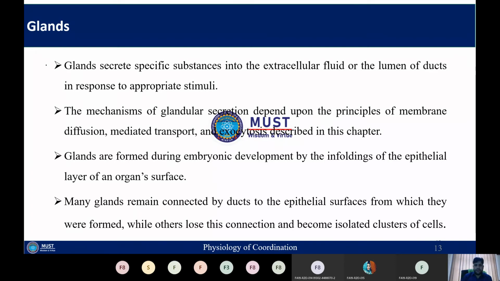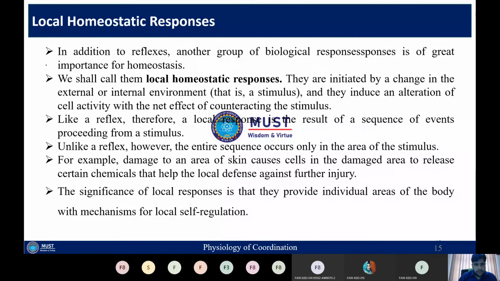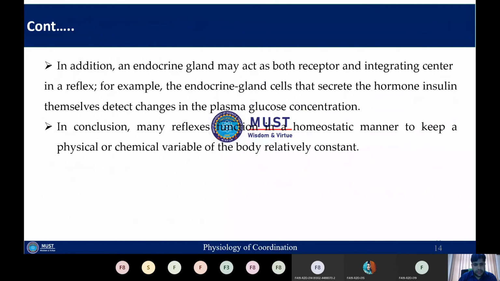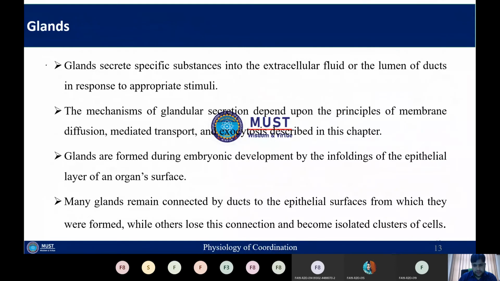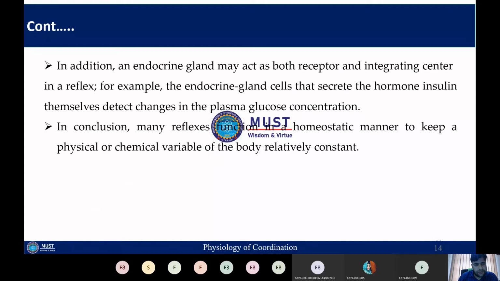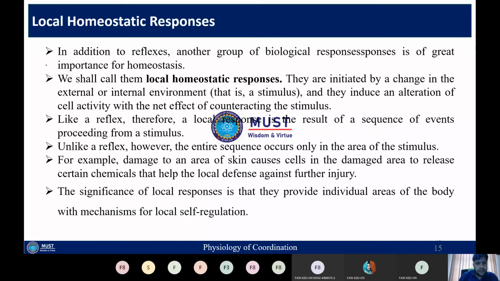So when we talk about glands, as all of you know, a gland secretes specific types of substances either into the extracellular fluid or into the lumens of ducts in response to specific stimuli. I think we have already discussed the mechanism of glandular secretion. As all of you know, glands are either exocrine glands or endocrine glands. I remember that we have already discussed these two slides, so I am skipping them.